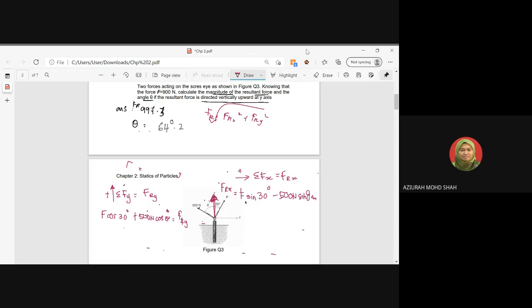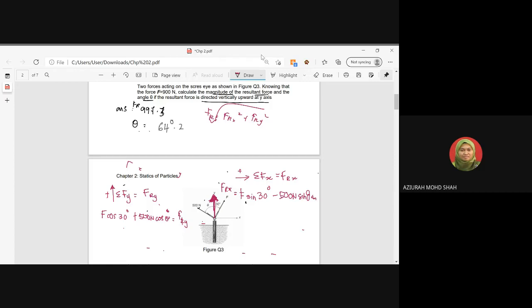Kalau you tengok, resultant force is directed vertical upward at Y. Are we agree with this statement? Sebab soalan dah cakap kan, kena agree lah. Soalan dah cakap that resultant force is directed vertical upward at y-axis. So this is the resultant force. So you see carefully for your resultant force, do you have FRX? Do you have FRY? Or do you have both? FRX and FRY? Kita boleh tahu apa? FRY, FRX.